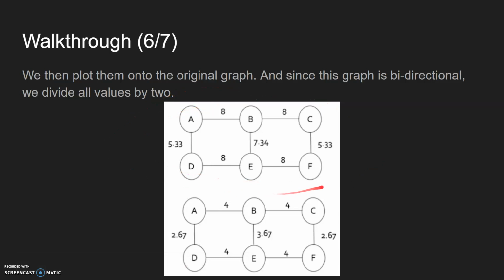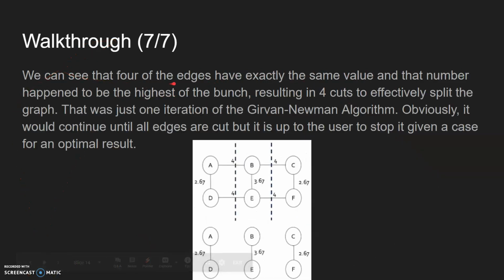You put them on the original graph, and since you can go from A to B and B to A, you divide, and so on and so forth for all of them. You divide all the values by 2, so you should get something like this. We can see that 4 of the edges have exactly the same value, and coincidentally, those values are the highest of the bunch, resulting in 4 cuts to effectively split the graph.